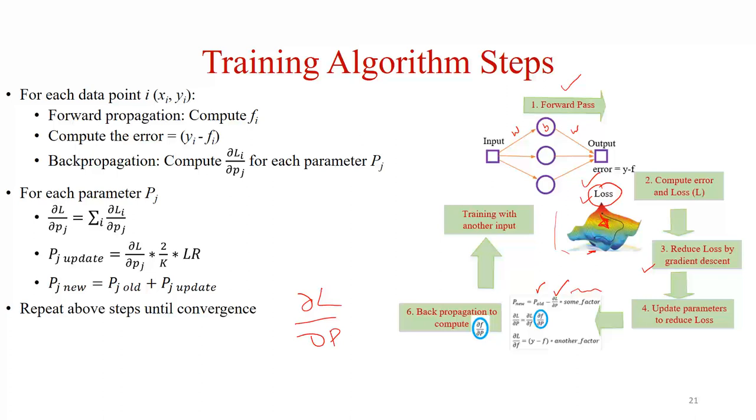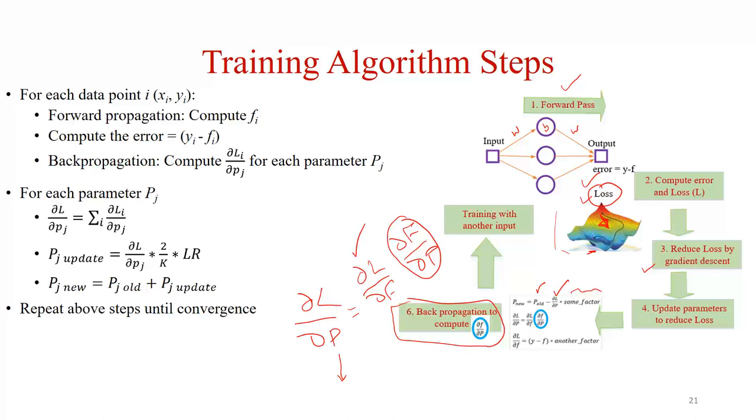To compute it, delta L over delta P, as we said last time, is equal to delta L over delta F, that is easy to compute, times delta F over delta P. By the way, P means any one of those parameters, any one of those weights or biases. So it stands for a parameter. This is easy to compute, but this is the tough part. For this one, we need to do some backpropagation to compute delta F over delta P.